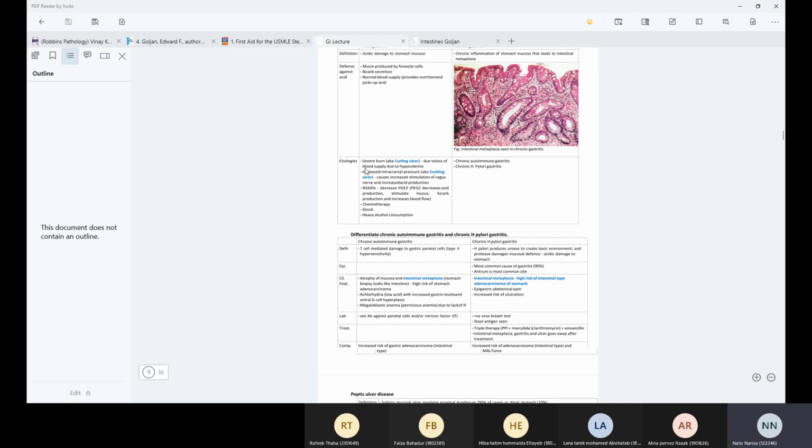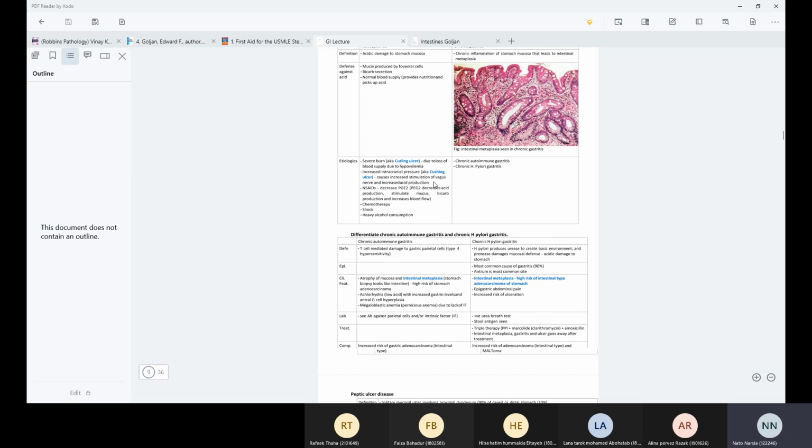One is severe burn. Severe burns can lead to gastritis and finally ulcers. You see here Curling and Cushing ulcer. These two are really important. The question is, when do you find Curling ulcer and when do you find Cushing ulcer, and how are they related? For example, how can severe burn cause gastritis and even ulcers in the stomach?